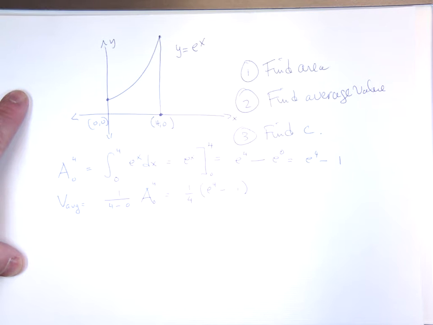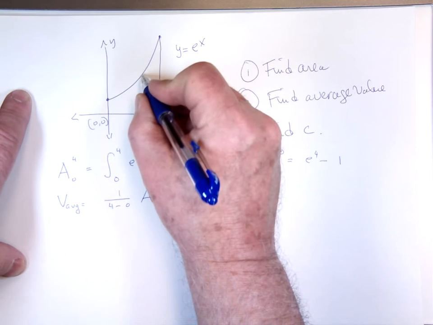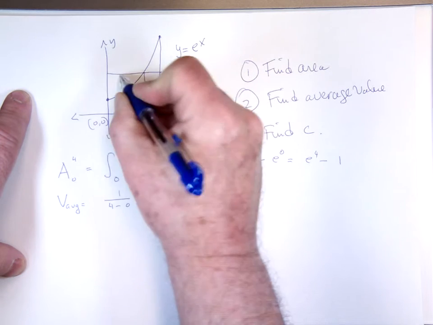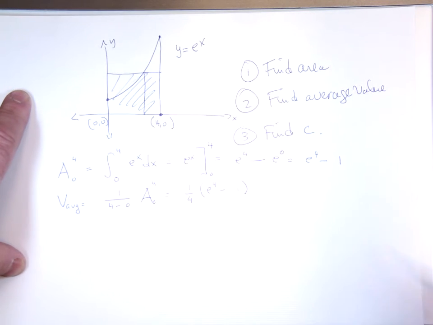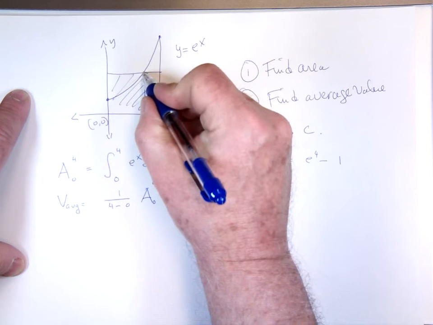What is this average value? It's the height of that rectangle whose area is the area under the curve. That's what this average value is. It's this height right here, okay?